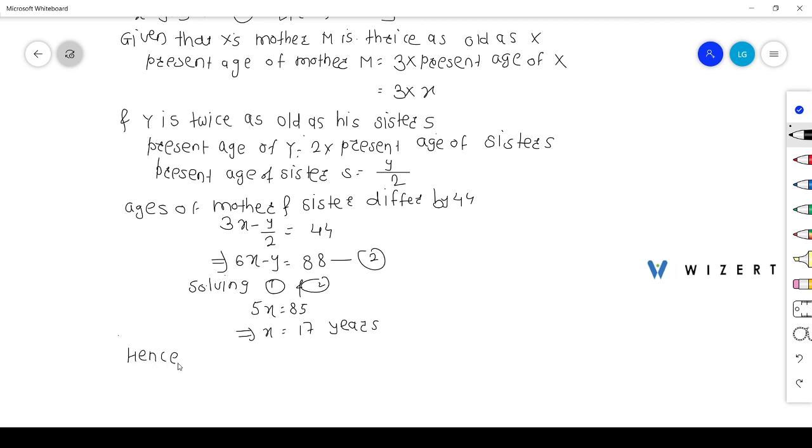Hence, the present age of X is 17 years. And from the available options, we have option D as 17 years.